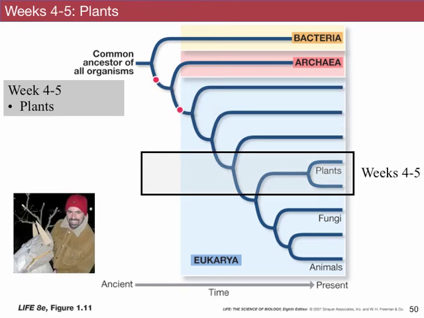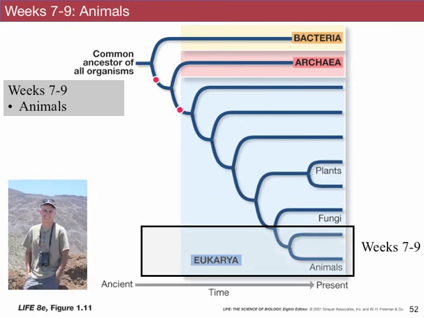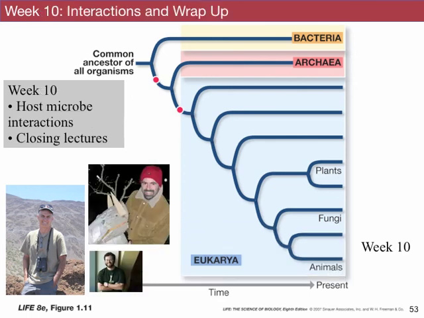And then Brian Moore is going to take over and talk about plants in weeks 4 and 5, and fungi in week 6. And Brad Schaefer is going to take over and talk about animals in weeks 7 through 9. And then in week 10, we're going to talk about some interactions among these different groups, as well as sort of recapitulate some of the more important topics in the class. So that's sort of a phylogenetic perspective on the course itself.